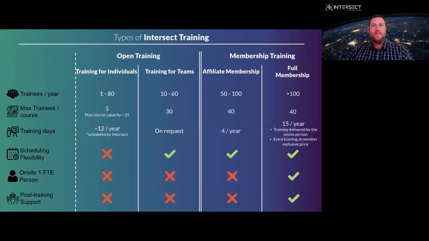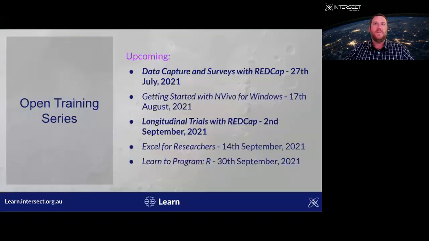For those of you who are members, we have affiliate membership and full membership training, where courses are scheduled in collaboration with our membership. The full membership is supported by the on-site e-research analyst and involves post-training support. We also have open training, for individuals or for teams, where a whole team can organise a course on request, or we run our training for individuals approximately 12, 15 times a year, and individuals can access the training at cost for themselves.